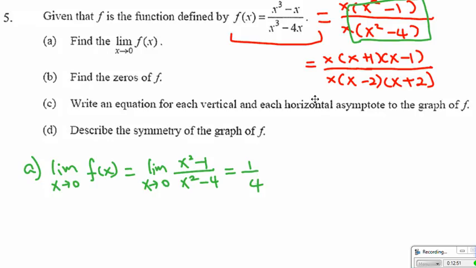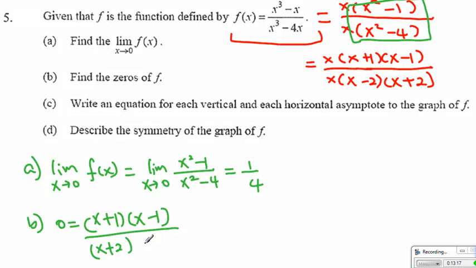Now, second, find the zeros of f. Then we can set 0 equal to the expression. Since once again x cancels out, we have x plus 1 times x minus 1 all over x plus 2 times x minus 2. In order for the fraction to be equal to 0, the numerator has to be equal to 0, so therefore x must be negative 1 or positive 1.